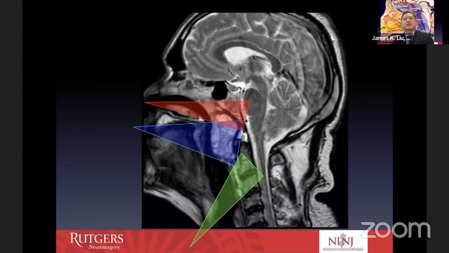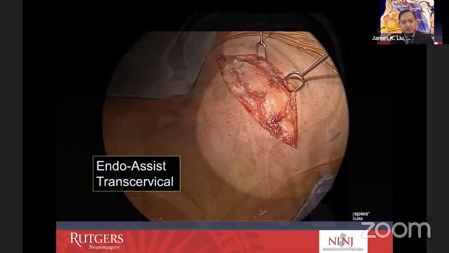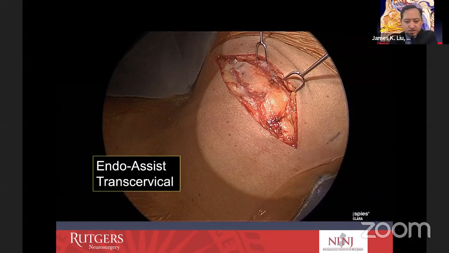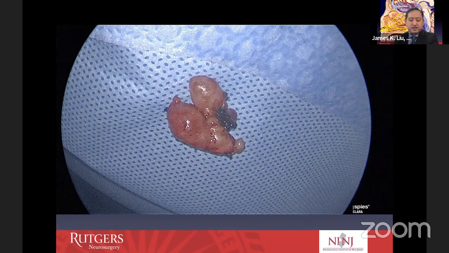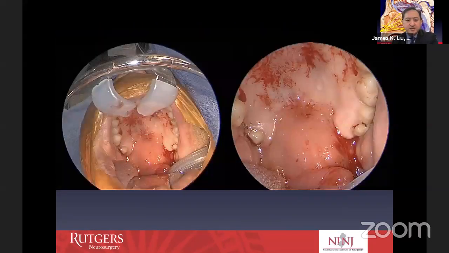But why not consider a multi-corridor approach with transnasal, transoral, and transcervical combined? This is indeed what we did. We started with a neck incision, much like we do for an anterior cervical discectomy. Get right down on the anterior longitudinal ligament, and you can excise that ligament that has the pearls of tumor. These are the pearls of the tumor recurrences.